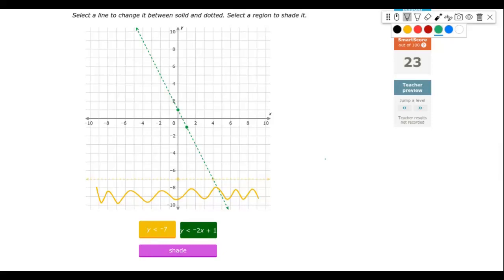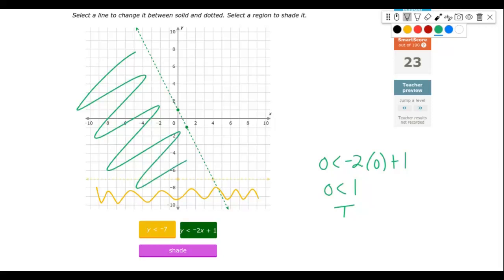And then you would do the same thing if you're able to write on your screen. For the green line, again, make a test point. If I plug in 0, we'd have 0 is less than -2 times 0 plus 1. Again, using that test point at (0, 0), 0 is less than, this entire side goes to 1, which, hey, that's true this time. So the green line would actually shade down here. With that in perspective, if I were doing this by hand, highlighter-wise, I'd come down here and shade in this entire region.